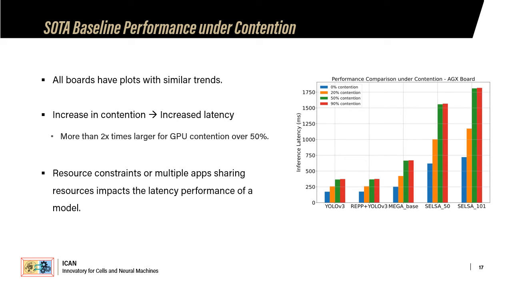Most models were observed to run over 250 milliseconds even with the AGX Xavier board, which may not be sufficient for real-time inference. One point to note is that the REPP plus YOLO v3 model achieved a significant accuracy of 74.81% mAP with relatively low latency. Even with the most powerful board, the latency is increased more than 2 times under GPU contention over 50%, and this shows that resource constraints or multiple apps sharing resources impacts the latency performance of a model.